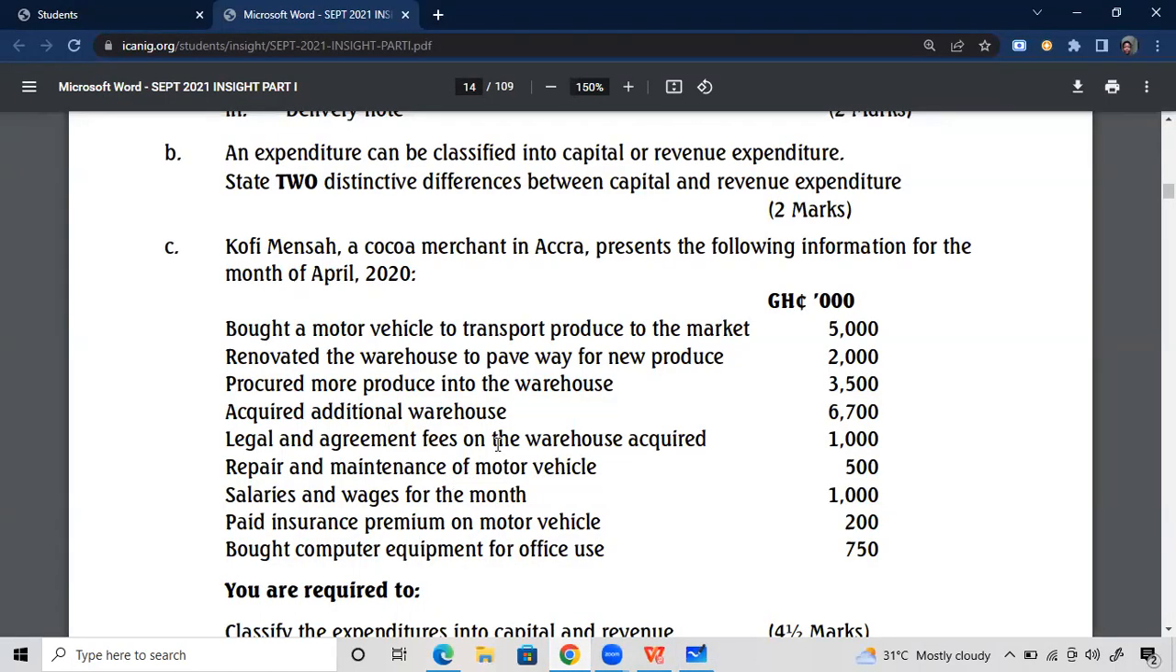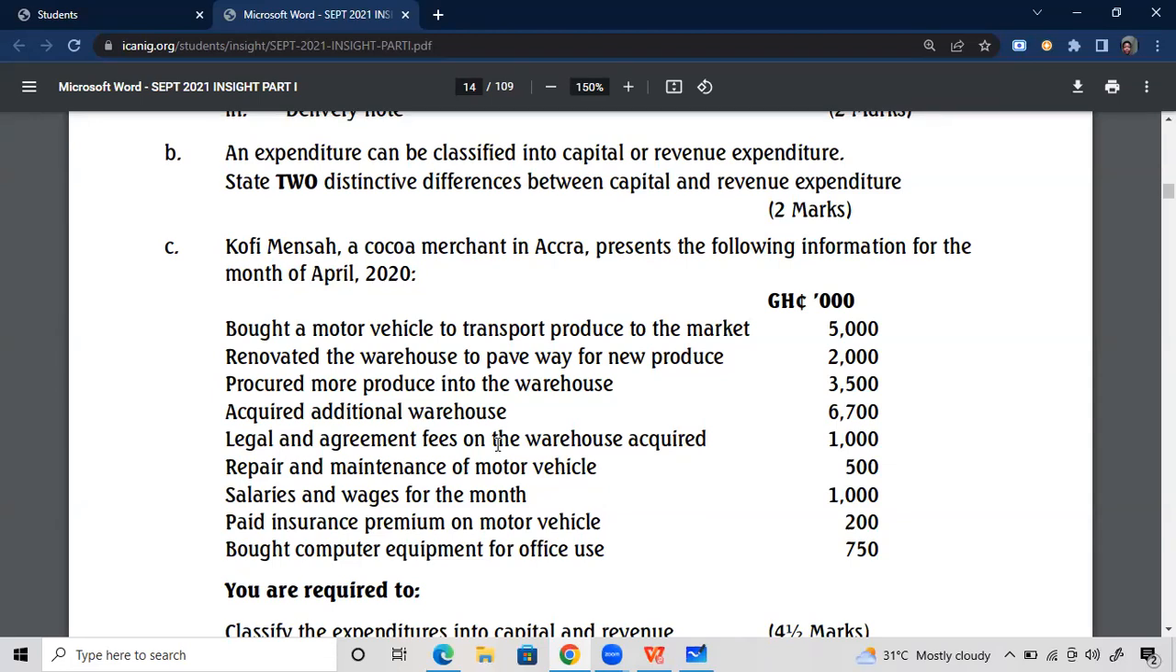So let me tell you something. The items here are repairs and maintenance of motor vehicle, which is 500, and renovated the warehouse. It's a very beautiful question that you asked, and thanks for that. Sometimes it is very difficult to categorize some items into capital expenditure or into recurrent expenditure.